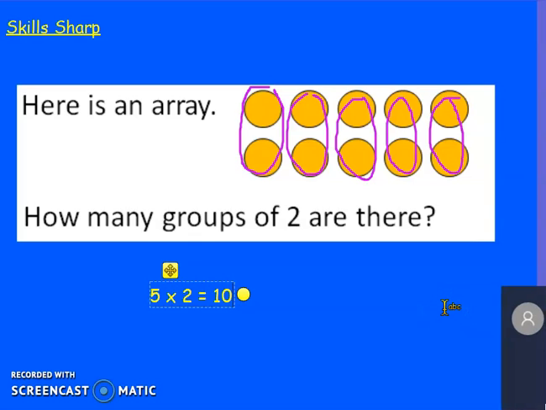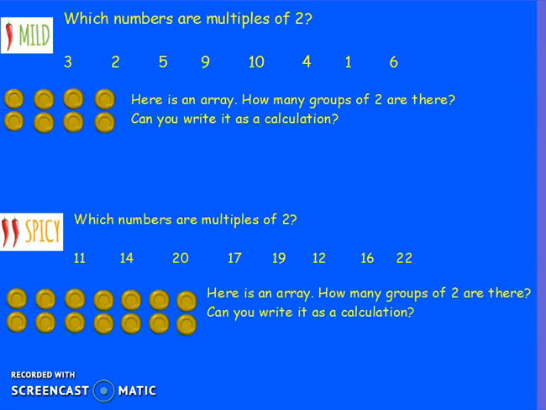Now these examples are going to help you with your activity. On the screen you will see 2 chilli challenges, mild and spicy. Could you spot the multiples of 2 that are listed and write them in your home learning maths book? And have a go at drawing the counters as an array and grouping them into groups of 2. Could you challenge yourself and write this as a calculation? Pause the video, have a go and press play when you're ready to go through the answers.